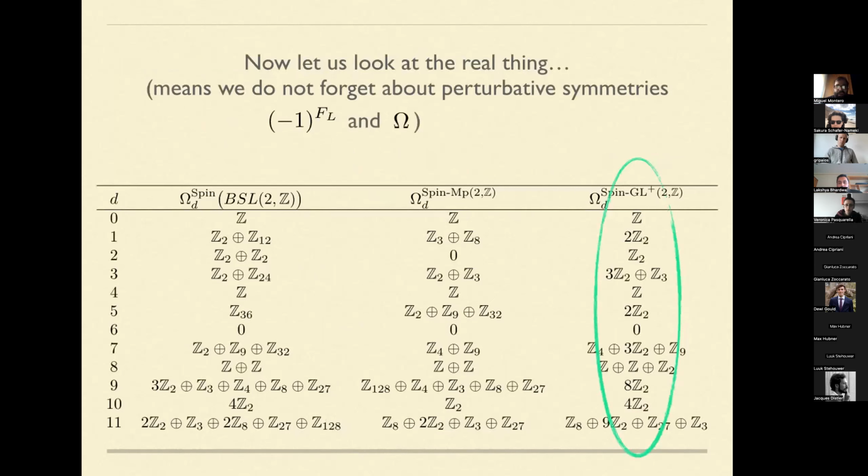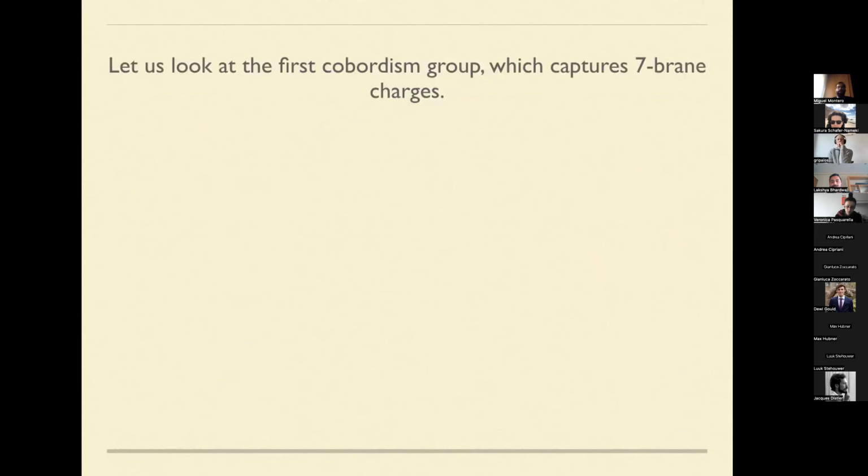Anyway, now let's look at the real thing. Let's look at the bigger covariant groups, omega spin-GL plus 2Z. Doing this just means that we are now including actions of reflections of the F-theory torus, which in type IIB language correspond to minus one to the left-moving worldsheet fermion number and omega, the omega you use for orientifolds. Good. So let's do the same thing. Let's first look at the first covariant group, which as you know now, captures 7-branes.